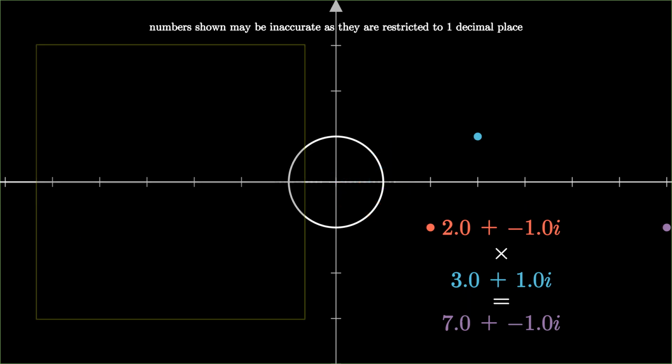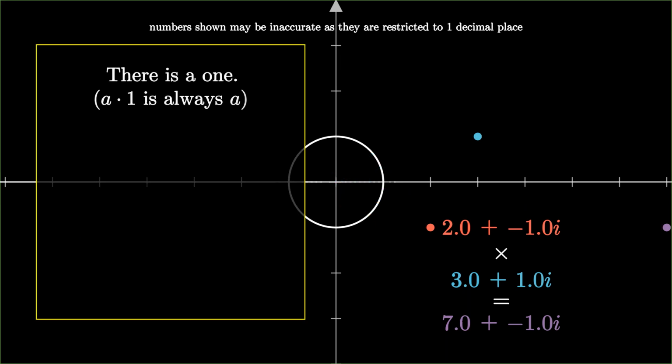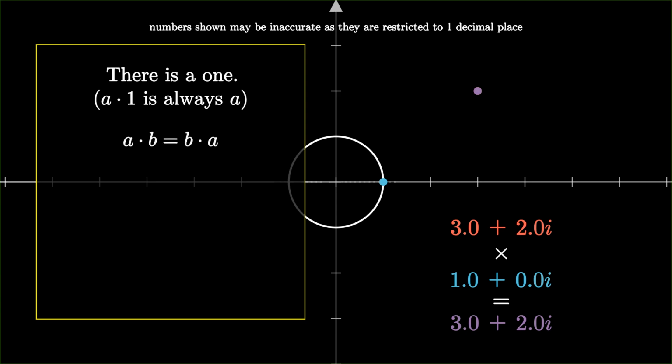And this multiplication is very nice as well. There is a 1, that is a number which doesn't make any difference when multiplied to another number. a times b is the same as b times a because it doesn't matter in which order you multiply the lengths and add the angles. The same reasoning shows that (a times b) times c is the same as a times (b times c).